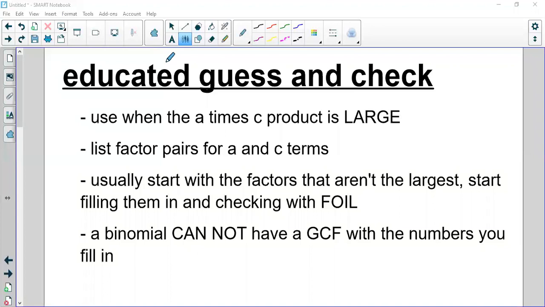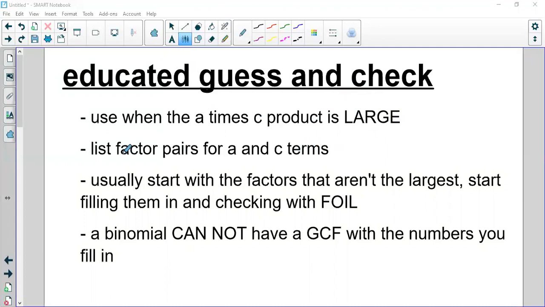You may have noticed that when you did some of the problems in the first two methods, either the a times c and factored by grouping or the slide divide slide method, when you did the a times c product, sometimes you get a really large number, numbers that you didn't really know many factors of. So I would use this educated guess and check when that a times c product is very large, some number that you don't know factors of very well.